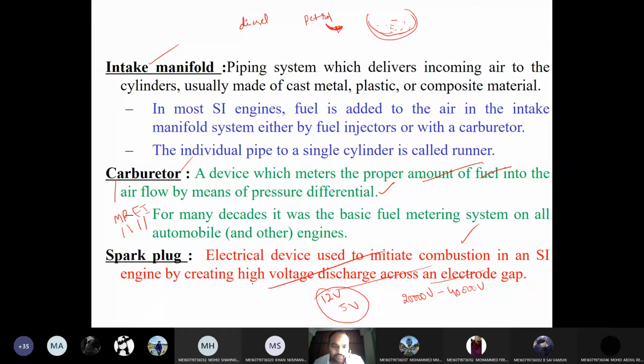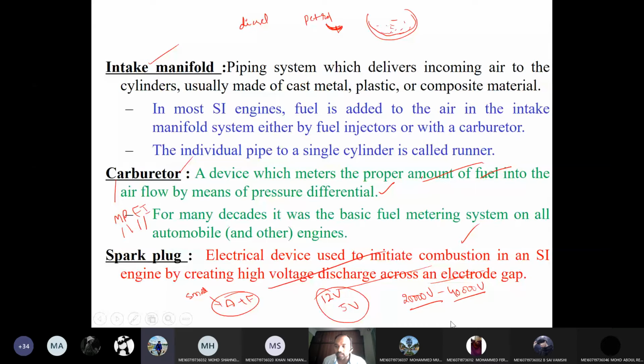Because it is already an air-fuel mixture under high pressure and temperature, and that too in gaseous form. It is a fine spray. Even a small spark is sufficient to start the combustion. Agree? If you keep a small flame, 1 volt is also sufficient to initiate the combustion. But why are we taking 10,000, 20,000, 40,000 volts?